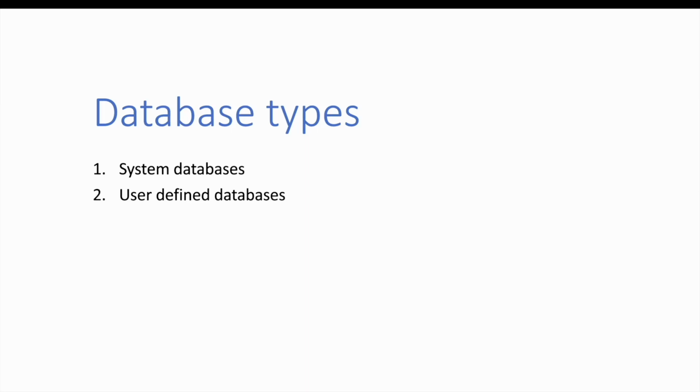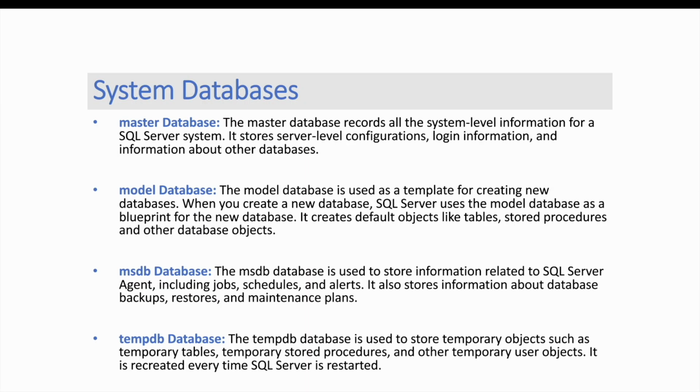Let's look at system databases. There are four types of system databases: master database, model database, MSDB, and TempDB. The master database records all the system level information for a SQL Server system. It stores server level configurations, login information, and the information about other databases. So the main thing is it will keep the server level configurations and login information.